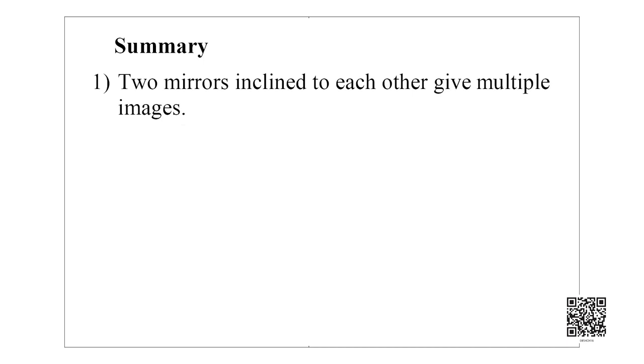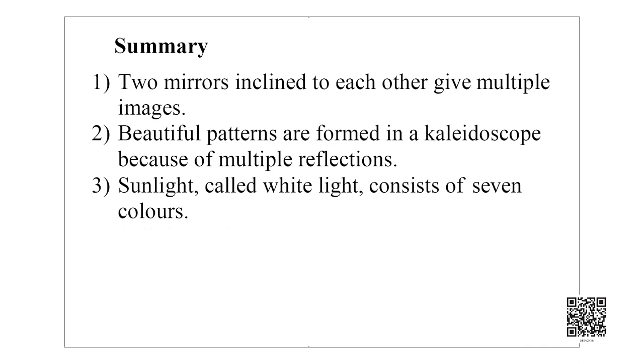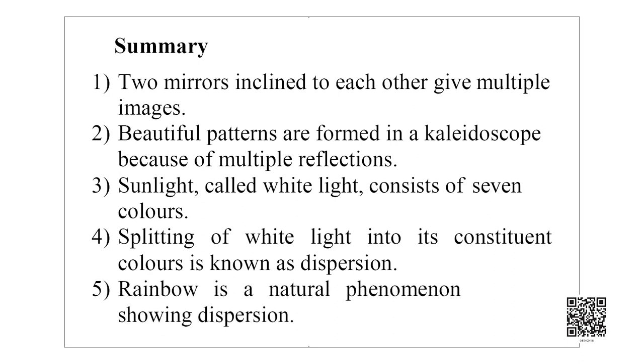Summary. Two mirrors inclined to each other give multiple images. Beautiful patterns are formed in a kaleidoscope because of multiple reflections. Sunlight or white light consists of seven different colors. The splitting of white light into its constituent colors is known as dispersion. The rainbow is a natural phenomenon showing dispersion.